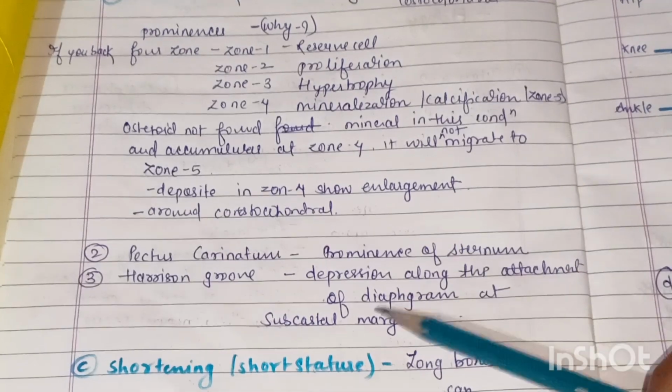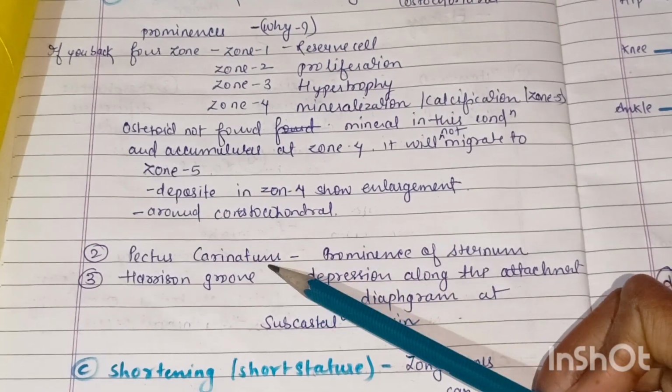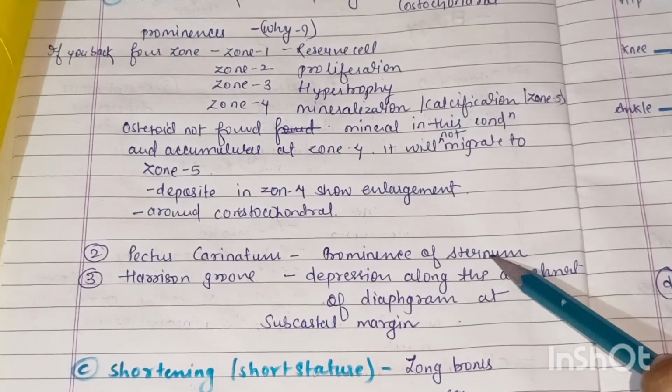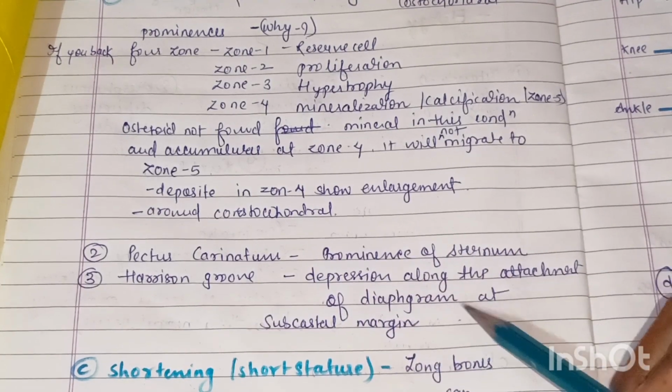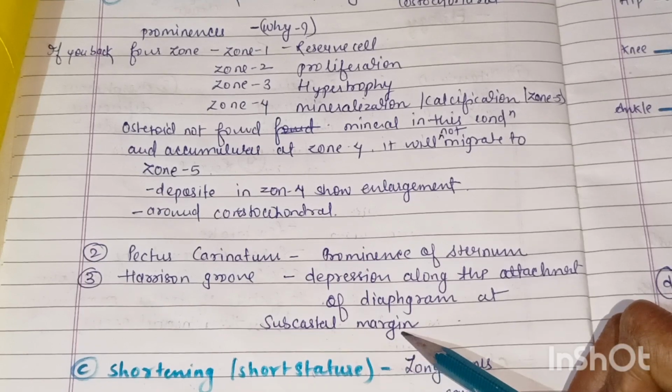Here you can see pectus carinatum, which is a prominence of the sternum, or Harrison groove, which is a depression along the attachment of the diaphragm at the subcostal margin.